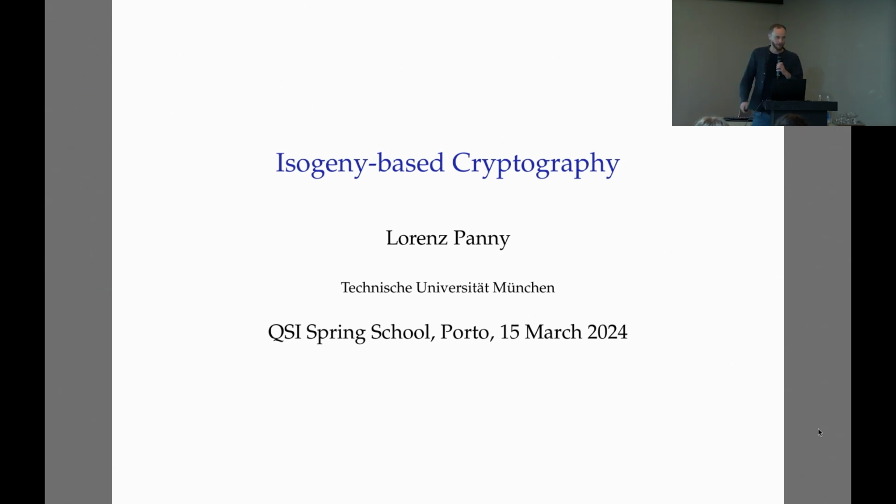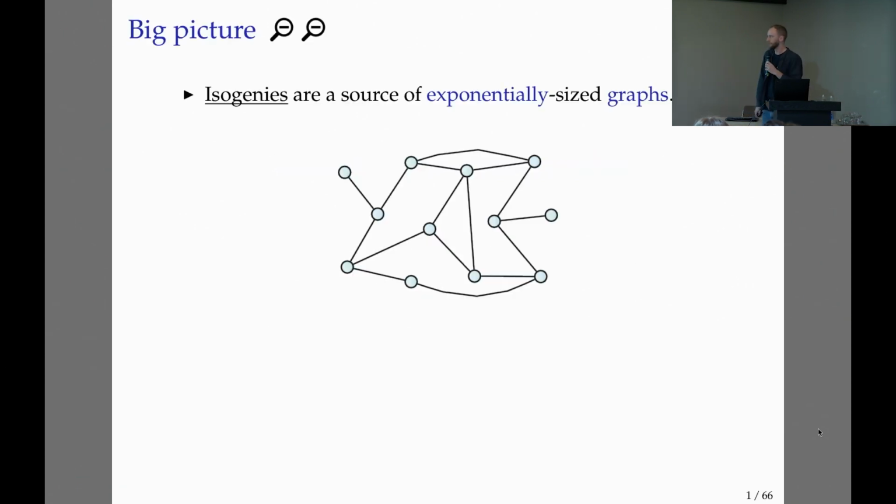Okay, isogeny-based cryptography. It's a part of post-quantum cryptography. There are some constructions. I will talk about all of these things, but before I get into the technical details, I want to first explain a little bit about the big picture of what isogenies can do for us in cryptography. One of the things it does is it produces exponentially sized graphs, where exponential means in the number of bits you need to write down data about these nodes and edges.